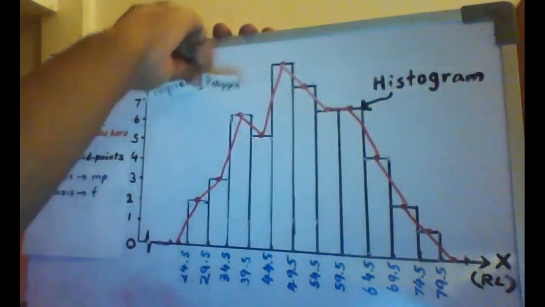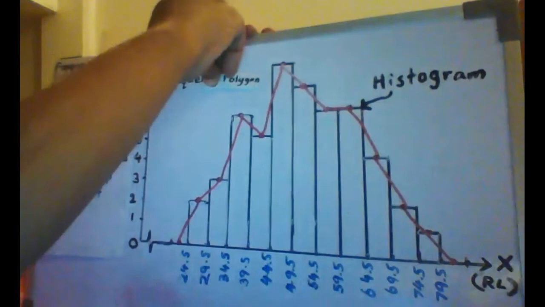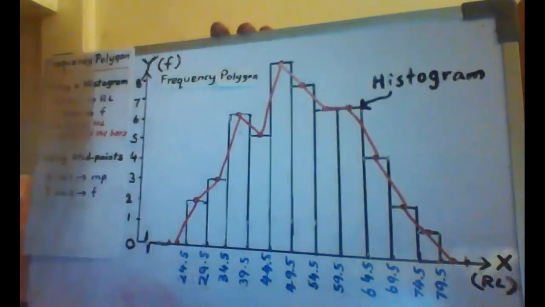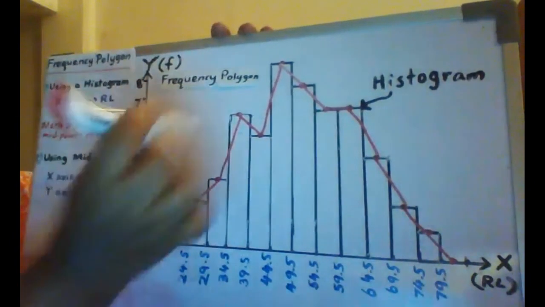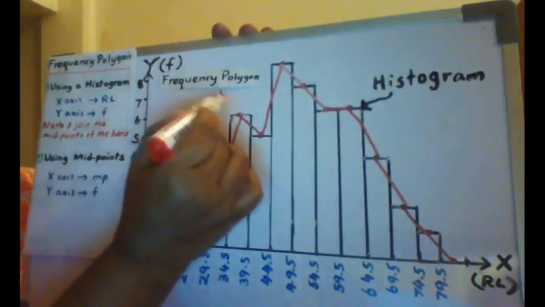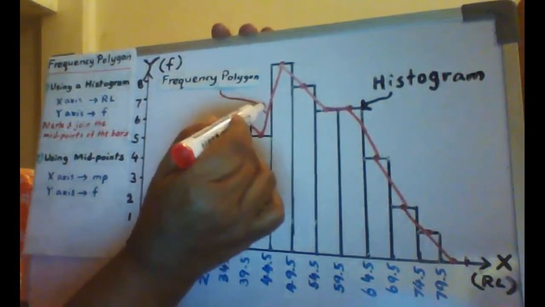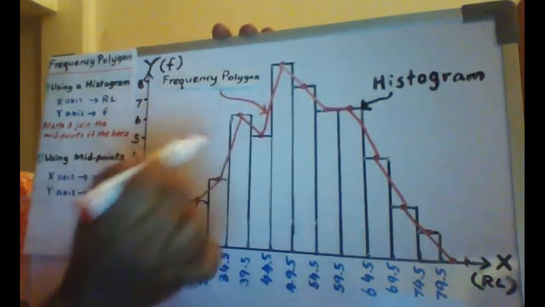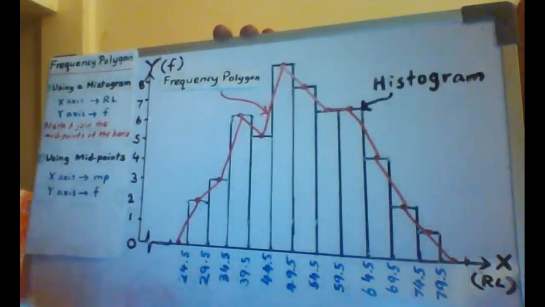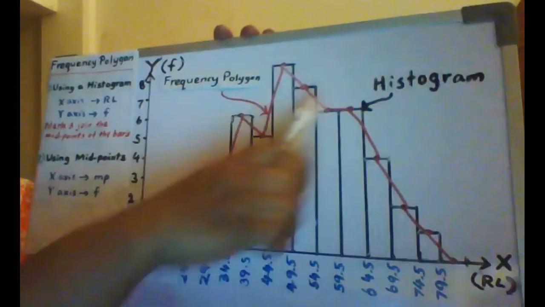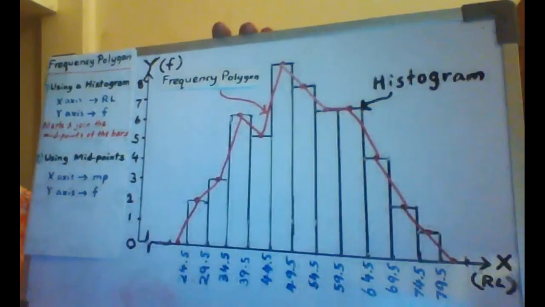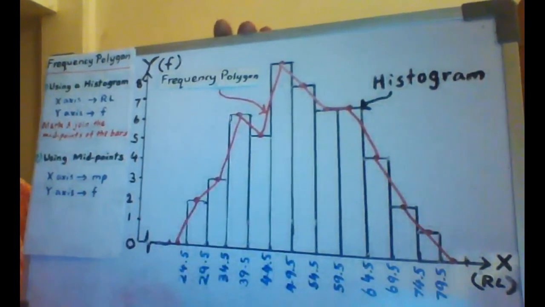Frequency polygon. And you can put the arrow. This one, not the histogram. The line graph, that's the frequency polygon. So now you know how to draw the frequency polygon by using the histogram.